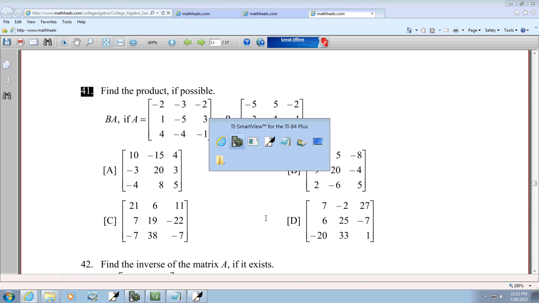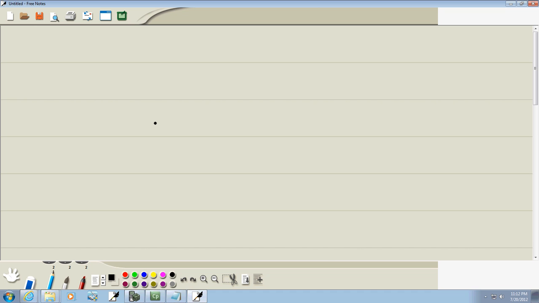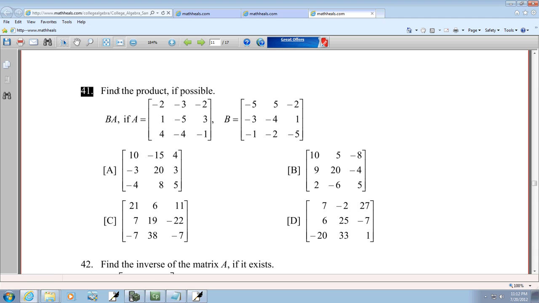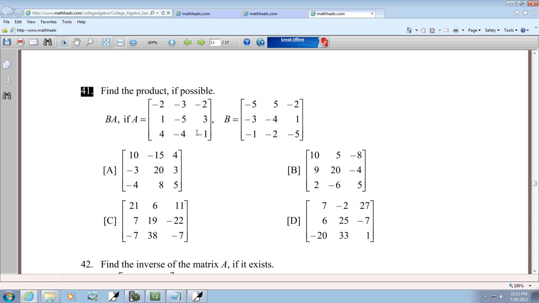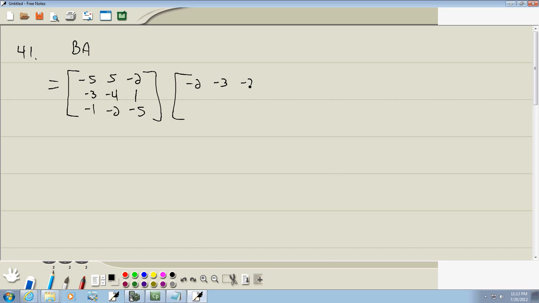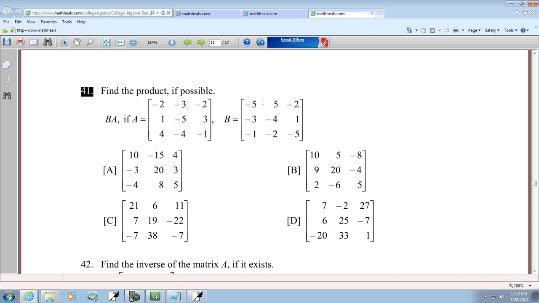Okay, so let's look at how to do this by hand. And as soon as I find my tablet, there it is. So B times A. B is negative 5, 5, negative 2, negative 3, negative 4, 1, negative 1, negative 2, negative 5. Then A is negative 2, negative 3, negative 2, 1, negative 5, and 3, and 4, negative 4, and negative 1. Okay.